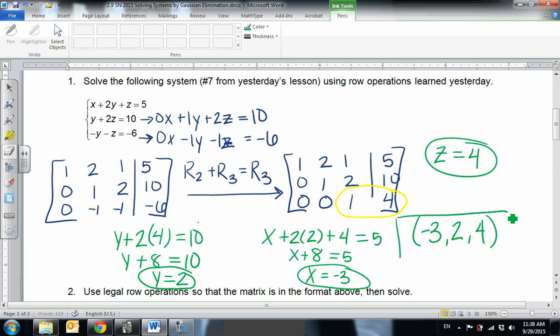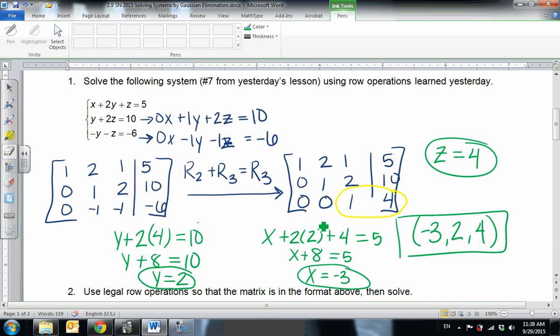Madison? So that's the lesson that you missed yesterday. But basically what you're doing is you're adding row 2 and row 3. So we're adding each element. So 0 plus 0 gave us this 0. And 1 plus negative 1, 0. 2 plus negative 1, 1. 10 plus negative 6, 4.